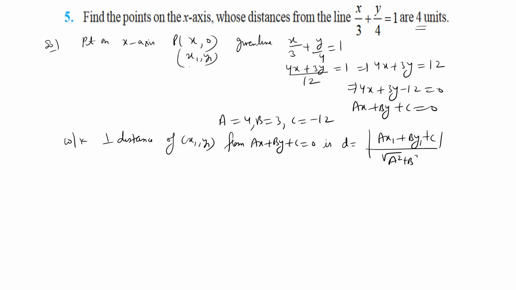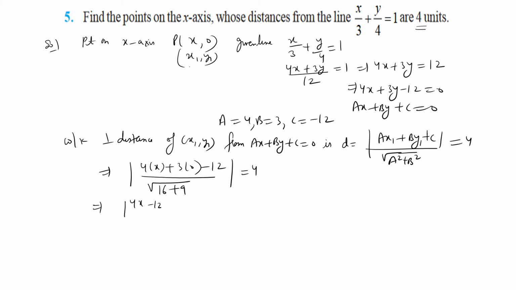And here in this question it is given that this perpendicular distance is equal to 4. So this implies mod of 4 into x plus 3 into 0 minus 12 upon root 16 plus 9 is equal to 4. This implies mod of 4x minus 12 upon 5, as root 25 is 5, is equal to 4. Now, as it is expressed in magnitude, I have to consider two equations from here. 4x minus 12 upon 5 can be equal to plus 4, or 4x minus 12 upon 5 can be equal to minus 4.